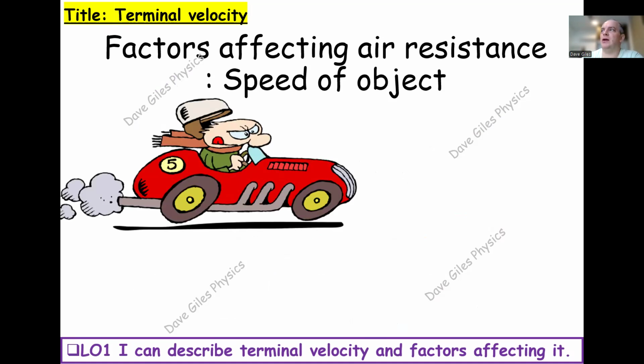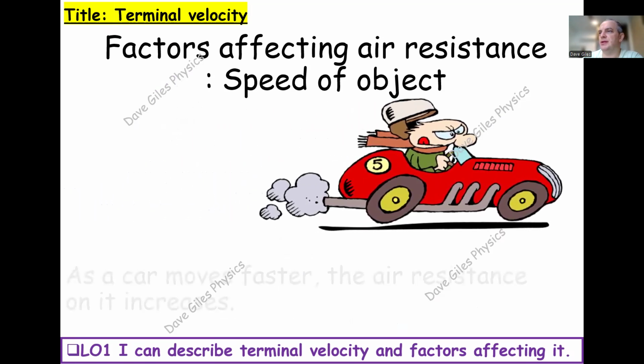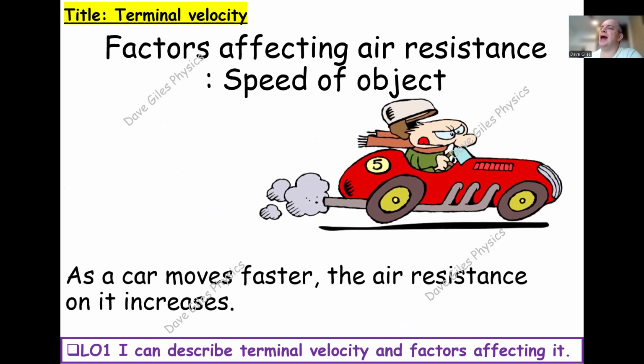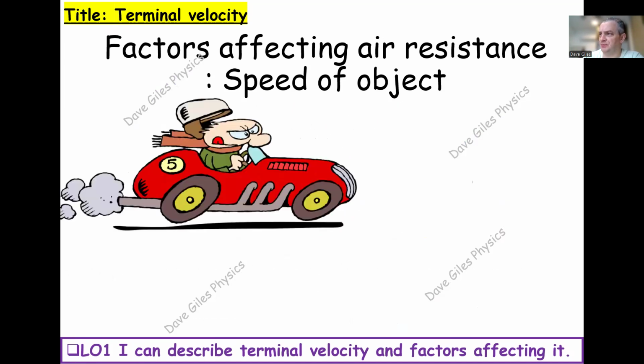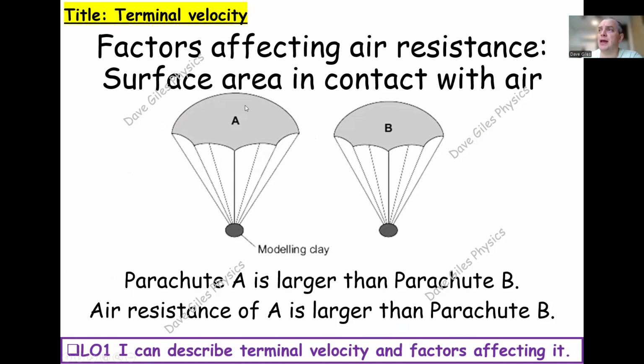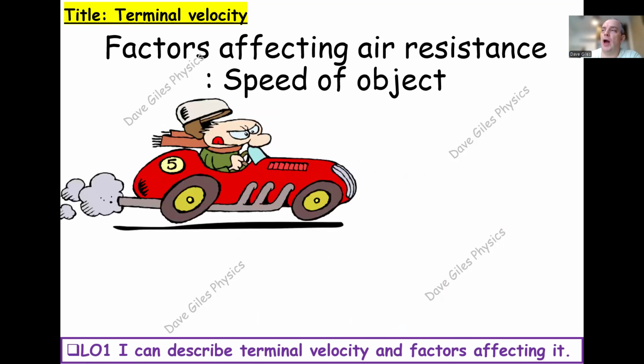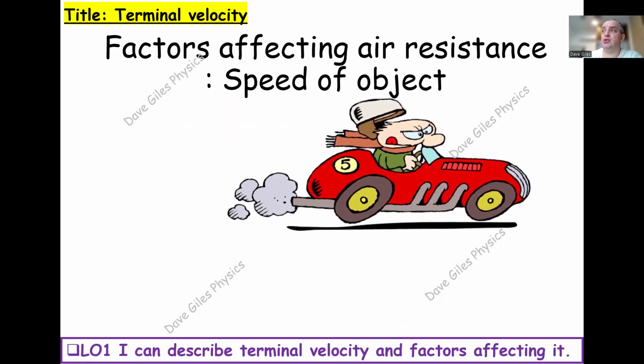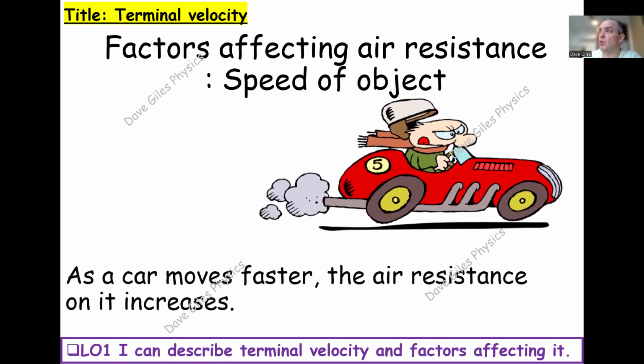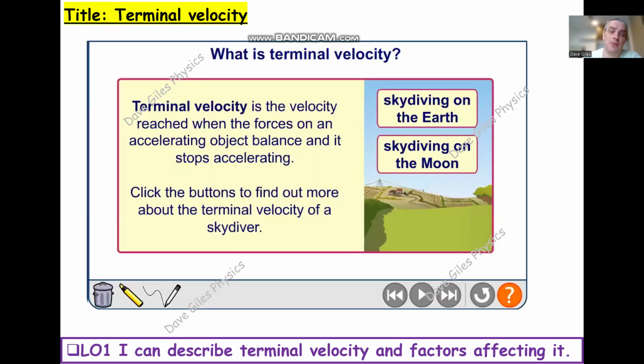The other thing affecting air resistance is the speed of an object. As a car moves faster, the air resistance on it increases because there are more particles hitting it every single second. Similarly, the air resistance is bigger here because you've got a wider surface area, so it can physically catch more air. Whereas here, more air is hitting it every second because it's travelling faster.